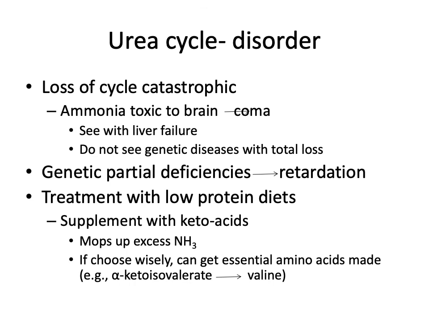You don't see many genetic diseases that knock out the urea cycle because it is lethal. However, there are some partial deficiencies, and those can lead to some serious problems, particularly retardation. These people can be treated with low protein diets so that you don't build up an excess of ammonia. You can also treat it with keto acids to try to suck up all the ammonia and make amino acids.